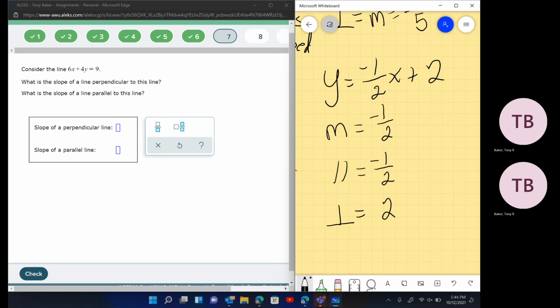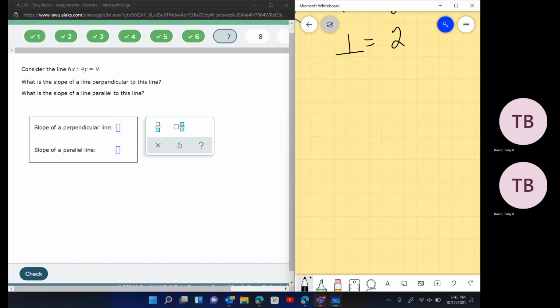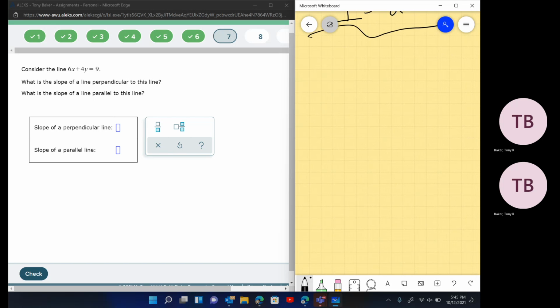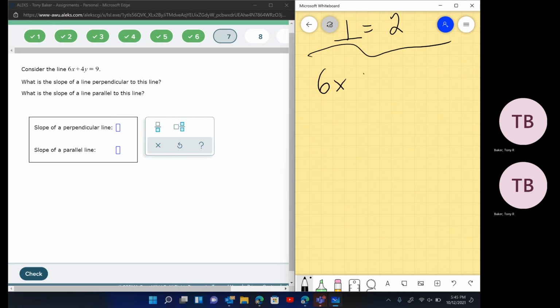All right, so now this one is actually the same thing. The topic is the same. The difference is it's not solved for y. So I have to do a little work before I can do this problem. I've got 6x plus 4y equals 9.